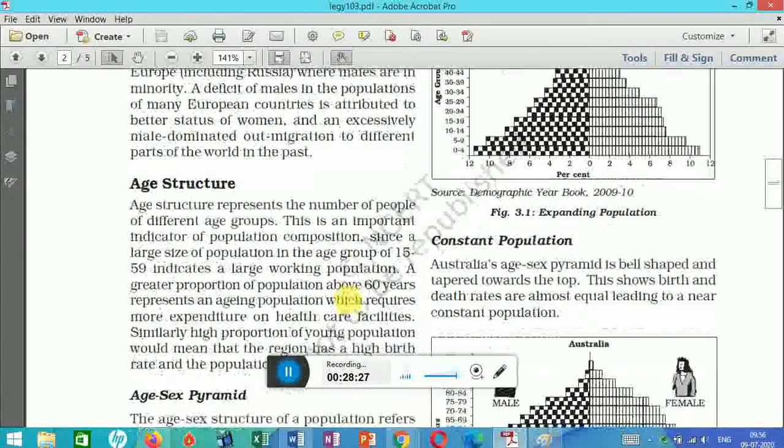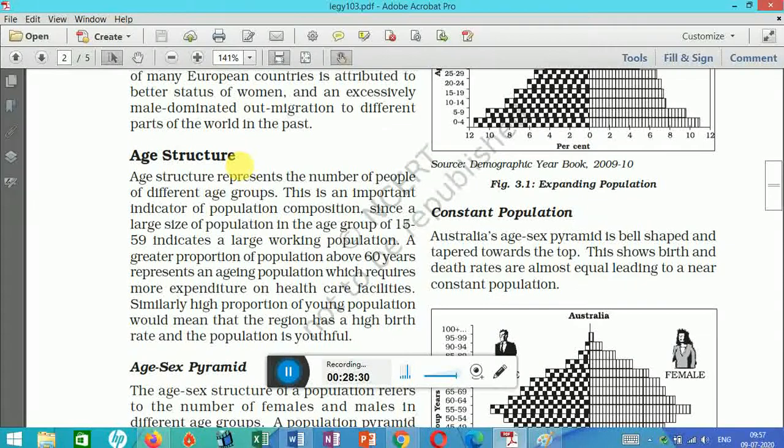So next important aspect of population composition is the age structure.